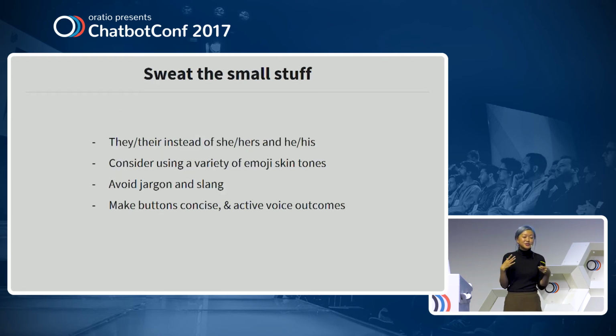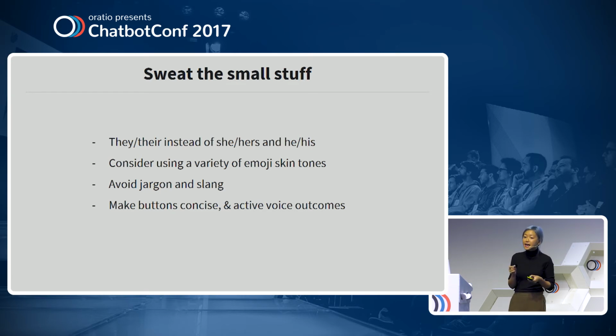And lastly, you should always sweat the small stuff when you're thinking about app behavior and how to design your copy. Small things like using they or their as your pronouns instead of she or her or he and his can be really important and make everyone feel included. Similarly, you can consider using a variety of emoji skin tones. Emojis, I think, are still a big part of Slack culture and a big part of bot culture, but doing small things like this does make everyone feel included.